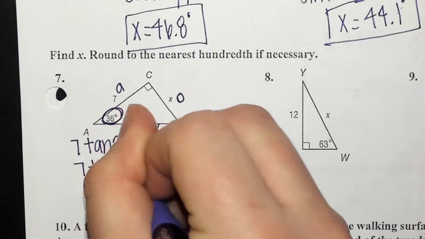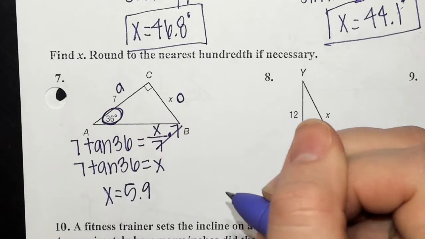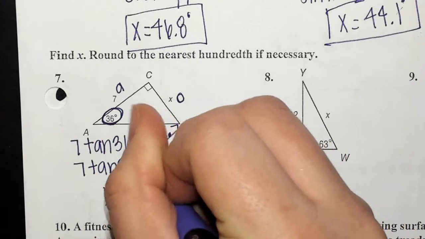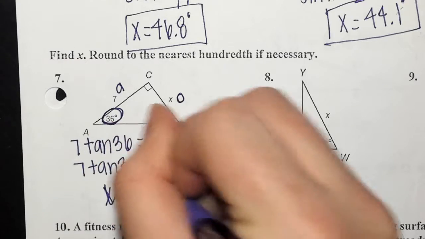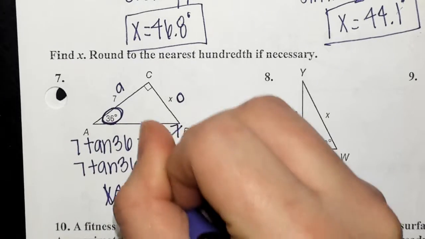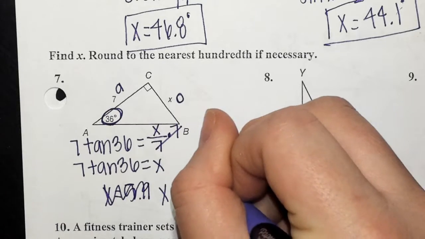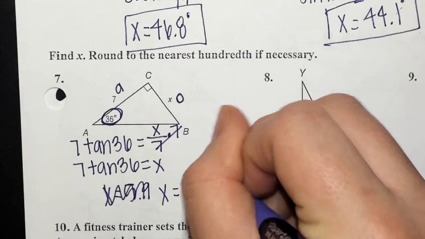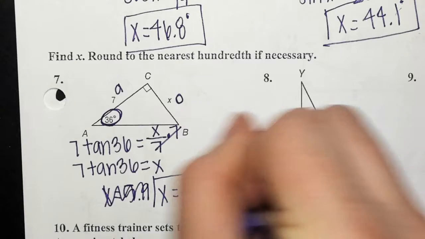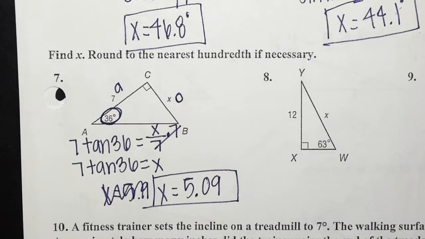X equals 5.9. 5.1, sorry. Hundredth, sorry. X equals 5.09. First period, didn't catch that. 5.09. Okay, isn't that kind of cool? I just think this is super cool. Maybe I'm just a nerd, but I just think it's super cool.